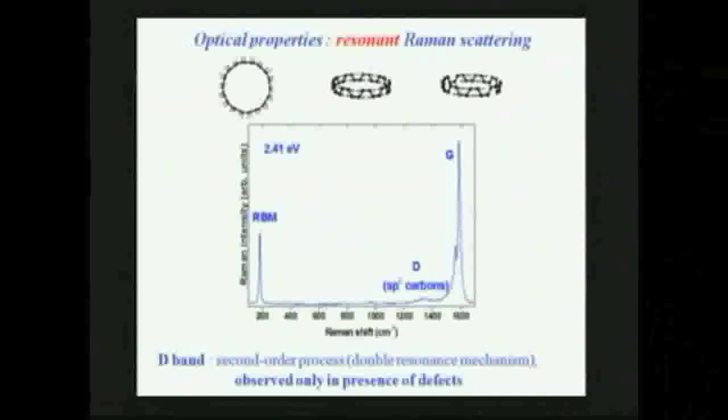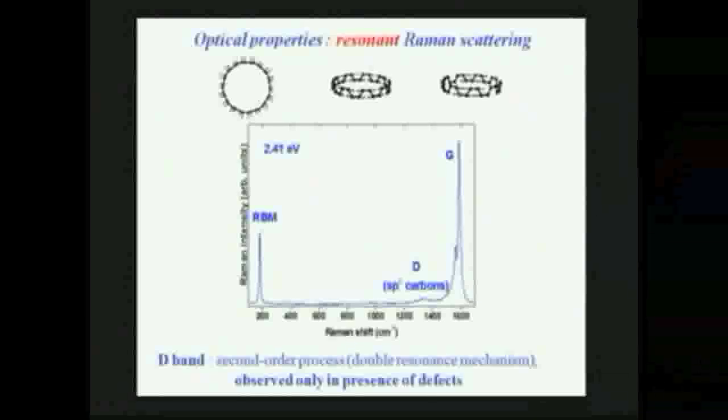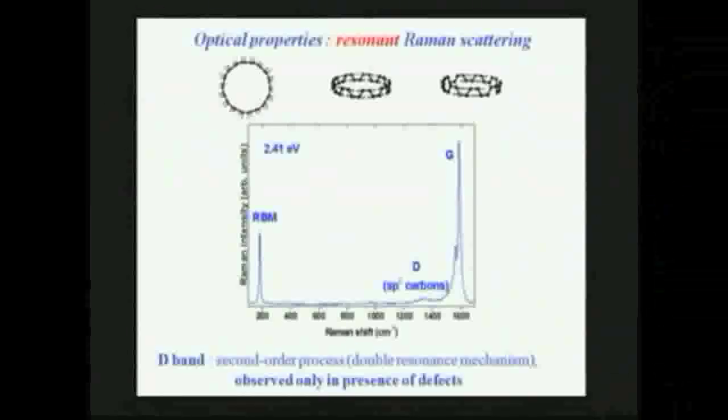in your samples. You can have sp3 carbons either if you have defects on your nanotubes, or if you have impurities around your nanotubes. For example, amorphous carbon, or nanoshells of carbons, or defective graphite. So you will observe this D-band only if you have defects on the nanotubes, or if you have impurities around. I will just make a small focus on the origin of this band.